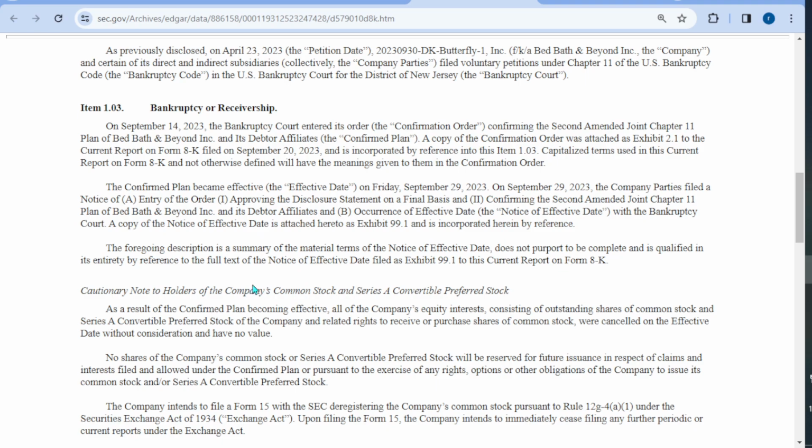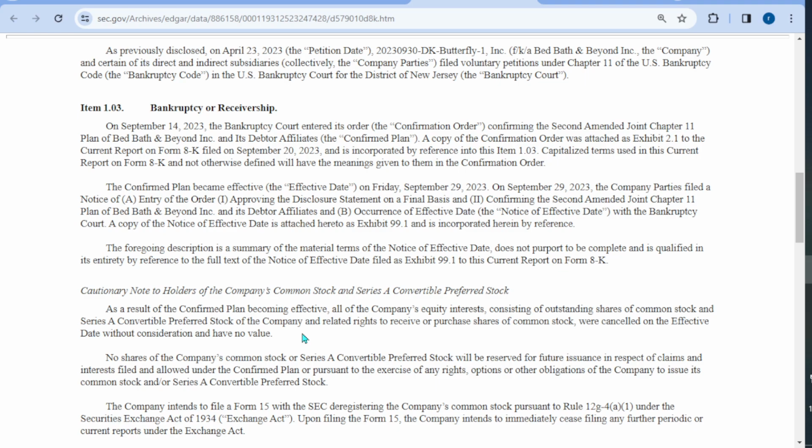But I already know where exactly they say this. So right here, I'm just going to look up "no value" because they say that right here. Let me just read this little excerpt for you. It says, as a result of the confirmed plan becoming effective, all of the company's equity interests, consisting of outstanding shares of common stock and Series A convertible preferred stock of the company and related rights to receive or purchase shares of common stock, were canceled on the effective date without consideration and have no value.